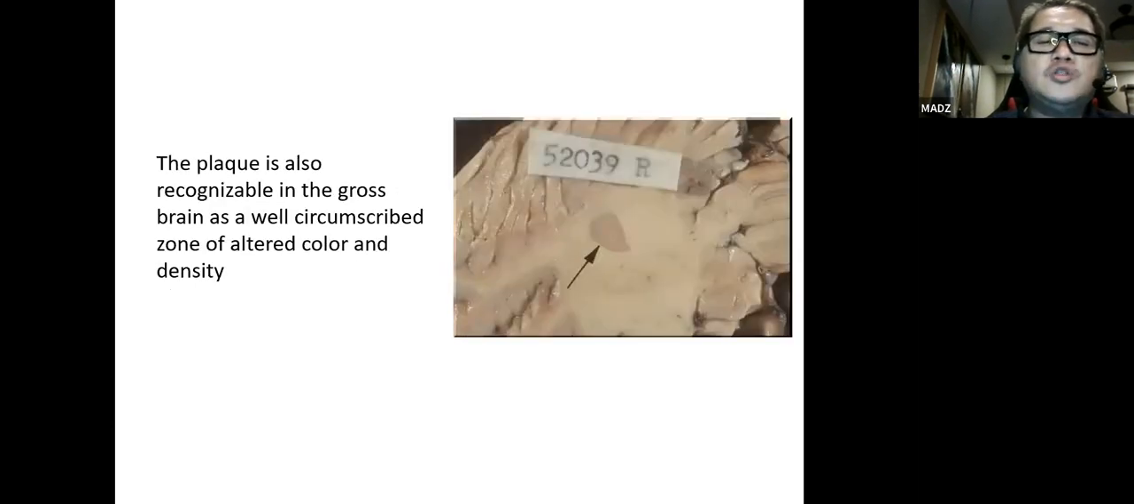So the plaque is also recognizable in gross brain as a well-circumscribed zone of altered color and density. So yan yan, yung itsura niya. Usually located in the juxtaventricular area.